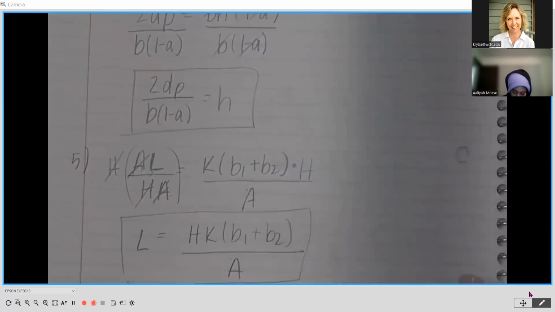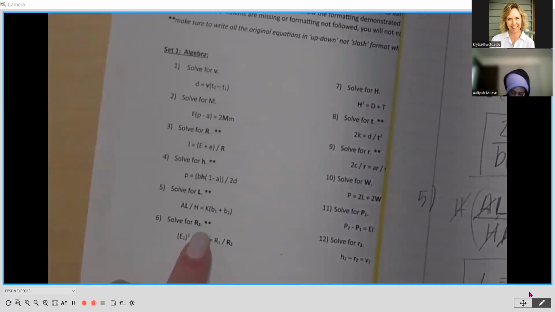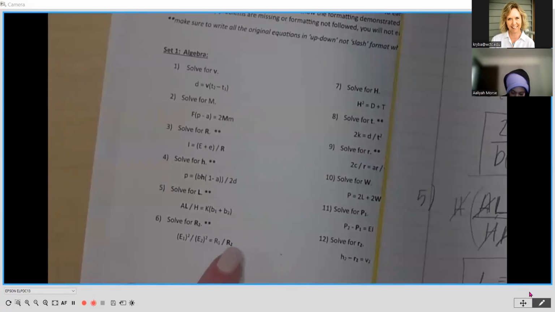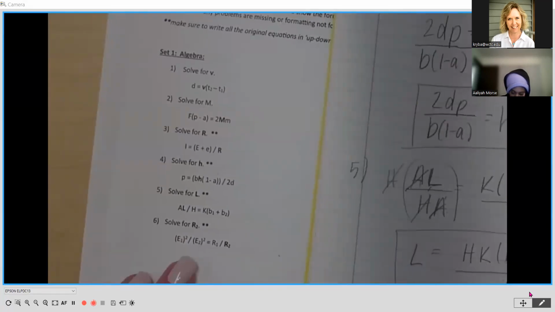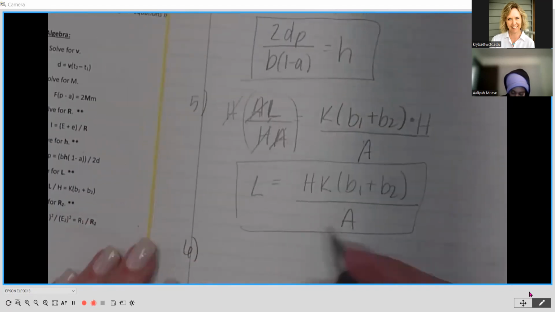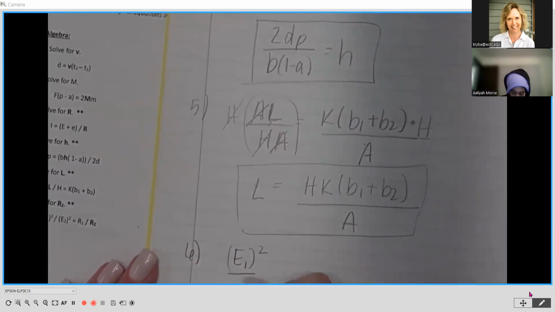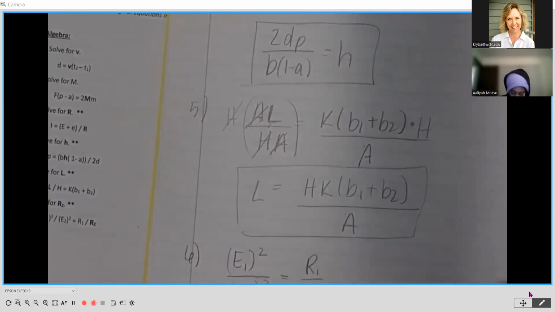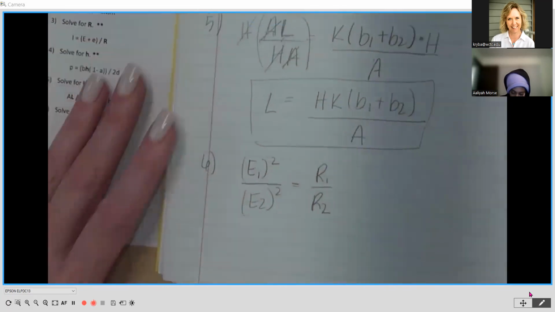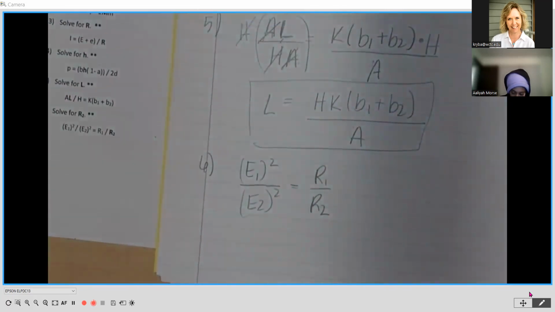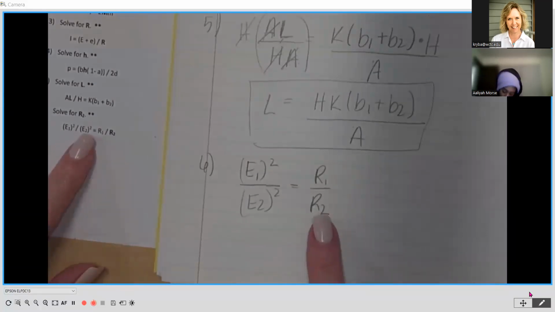All right, number 6. Coming back over here, we're going to solve for R2. R2 is in the denominator on the right-hand side of the equal sign. So remember, write it first in up-down format. So this is going to be E1 squared divided by E2 squared is equal to R1 over R2. There we go. So again, eliminating those slashes. I know I've got them in the problems there, but to evaluate these, it's better and easier to do it on the up down. So we're going to be solving for R2, which is down in the bottom here.